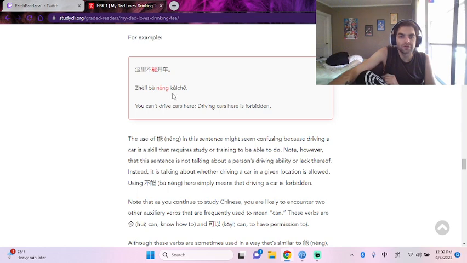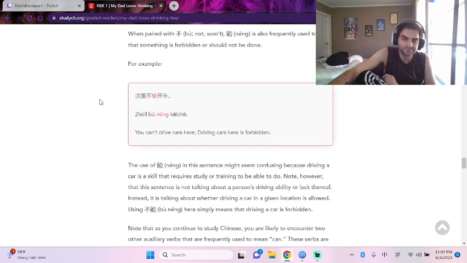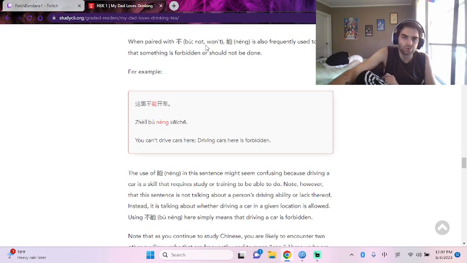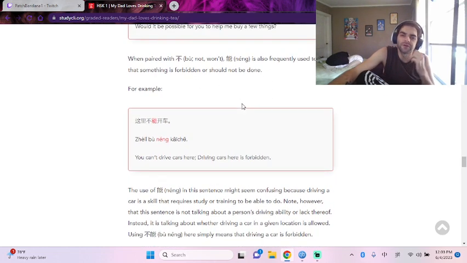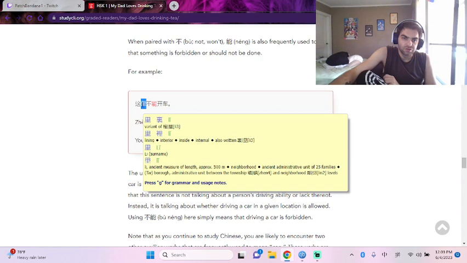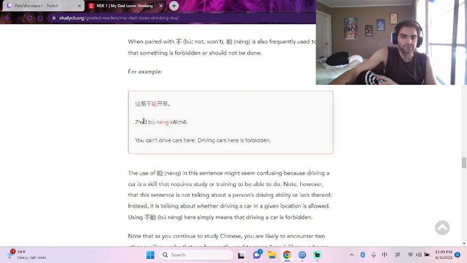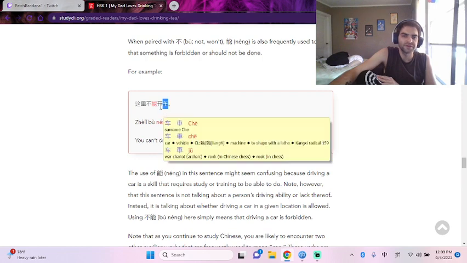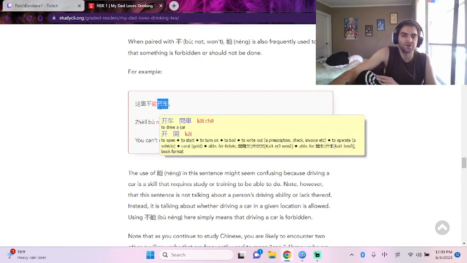这里不能开车. You can't drive cars here. Driving cars here is forbidden. When paired with 不. Oh, okay, there's a semicolon to say that it's two ways of saying the same thing. Something is forbidden or should not be done. Okay, 不能. 这里, here. 这里不能开车. I guess that's driving a car. To drive a car, 开车.